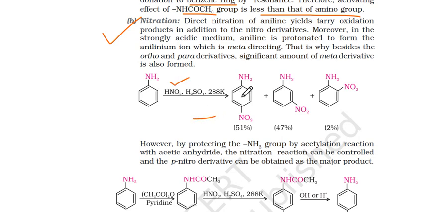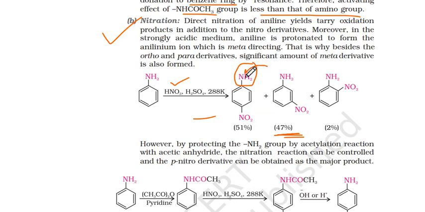And if you have a strongly acidic medium, what will you do? Aniline will be protonated to form the anilium ion. Anilium ion we know is meta-directing because it has a positive charge in it. So you'll also get some amount of meta product. Although this is an ortho-para directing group, if you put this in an acidic medium, proton is going to come here.